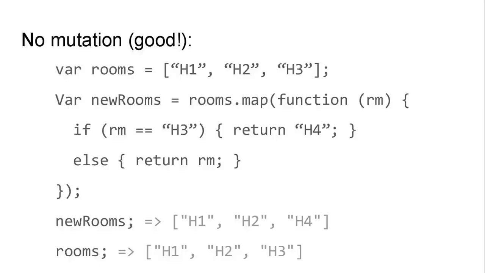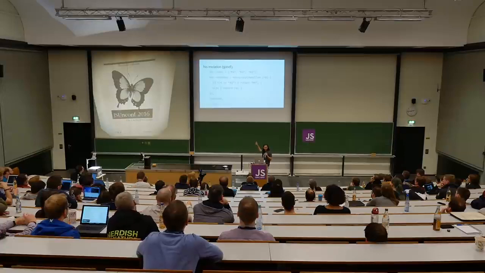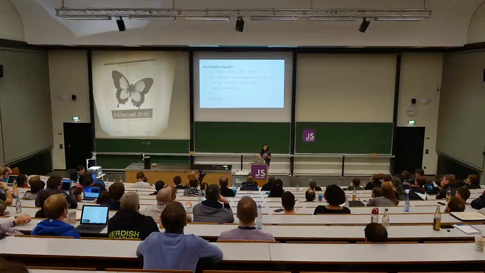Understanding this specific example is not crucial, but the point is that once I've assigned this new rooms variable, new rooms has the values I expect, H1, H2, and H4. But rooms is the same as it always was. It hasn't changed at all. So this is thinking about rooms as being immutable. We're not changing it. And that's really important for functional programming because, as I said, it helps you avoid a lot of headaches, a lot of bugs.